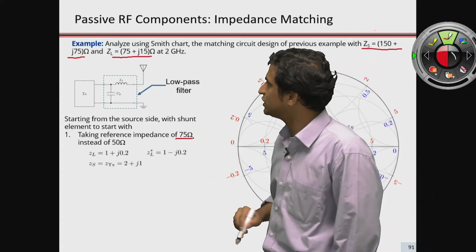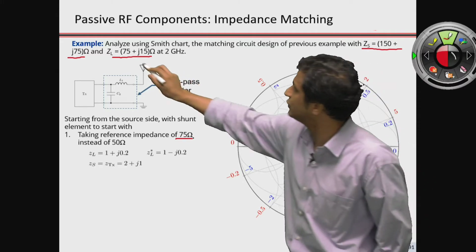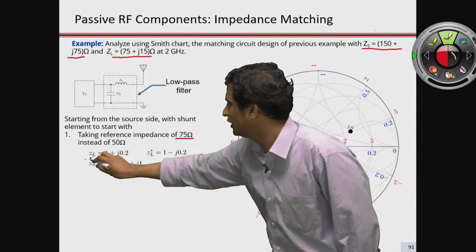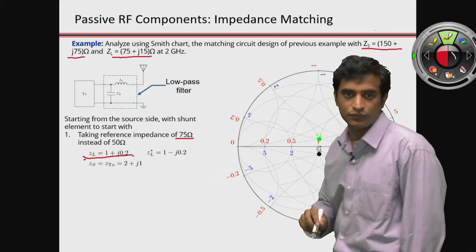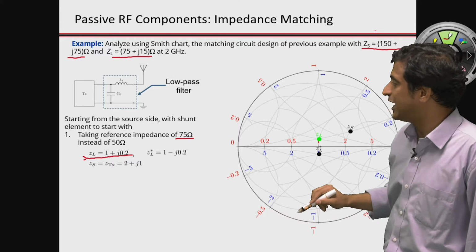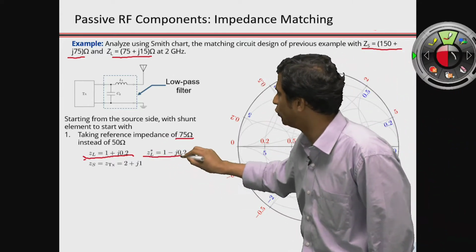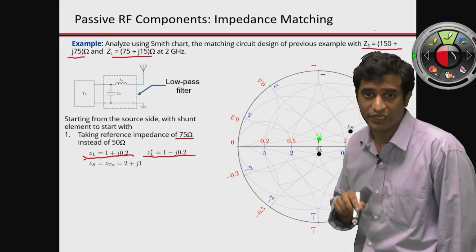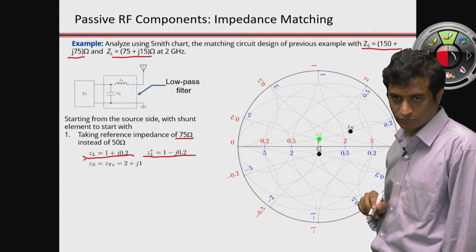Now that we have 75 ohms as the normalization impedance, let's see how that transforms the load impedance of 75 plus j 15. The normalized impedance is going to be 1 plus j 0.2. Now, for maximum power transfer, we want to match the source impedance to the conjugate of the load impedance, and that becomes 1 minus j 0.2.